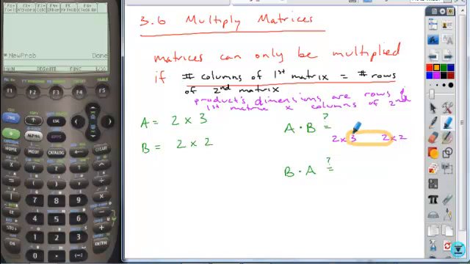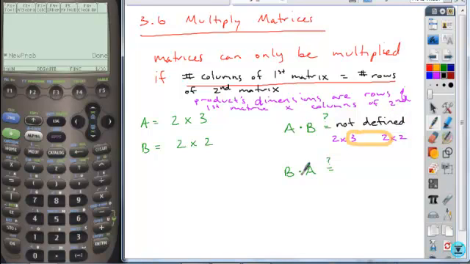When you write the dimensions side by side, the inner dimensions represent this: the columns of the first matrix and the rows of the second. So are these two numbers identical? 3 and 2. No. So if they are different from each other, then it's not defined or not possible. Okay, so this product is not possible.